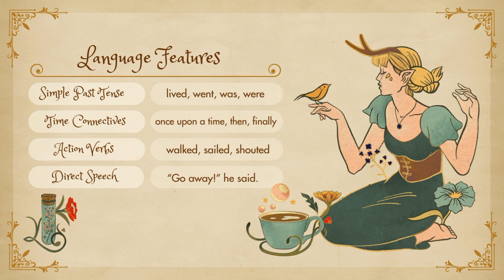Now, let's look at the language features of narrative text. What makes narrative text special? First, we use simple past tense because we're telling a story that happened in the past. For example, we use the words live, when, was, and were.